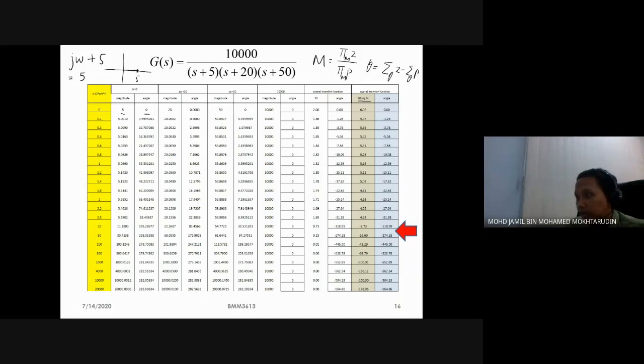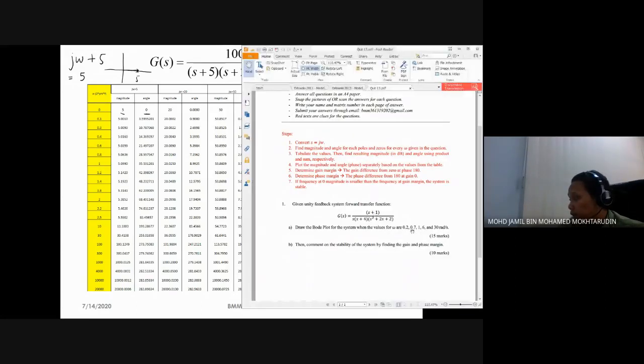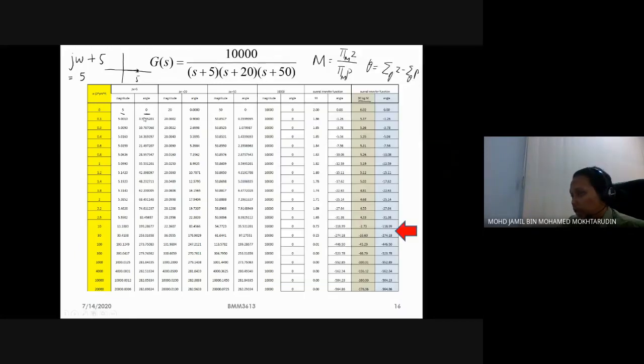So if, let's say in the quiz, you are given a certain value of frequency, like 0.2, 0.7, 1, 6, and 30, you only need to do 5 calculations for the magnitude and angle and the overall magnitude and angle. Okay, after you get all these values, you tabulate the values, then you can plot the Bode plot manually.